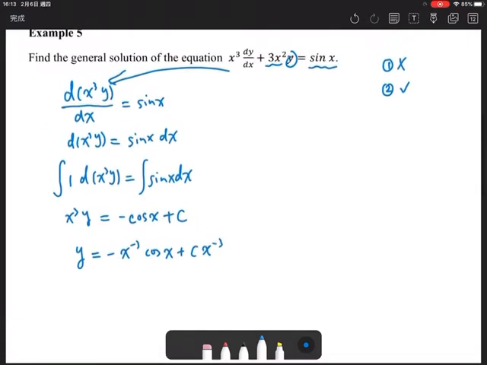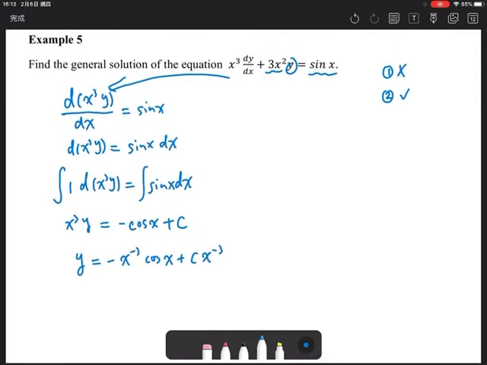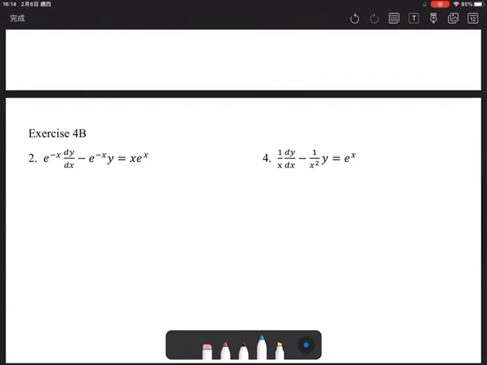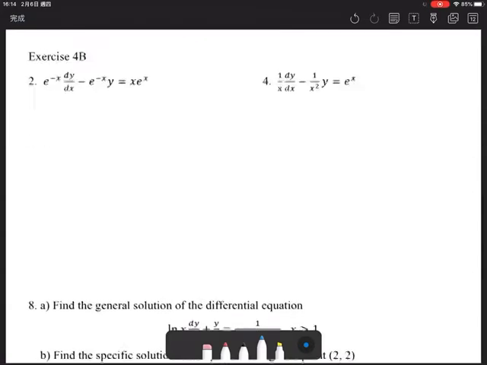So this is example 5. Here we use type 2 again, to record it again: one side is like this, and this one can be written as the derivative of a product. So this is example 5, and then let's move to the practice, exercise 4b.